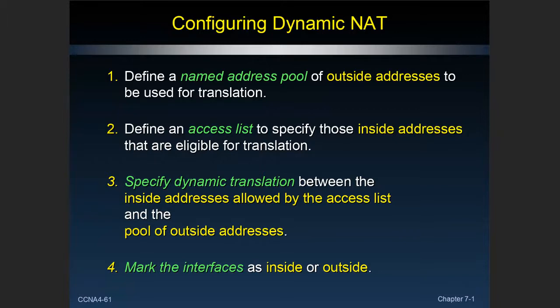All our employees and student machines just need internet connectivity. They don't care what their number is. So here's the way Dynamic NAT works. We're going to create a pool of addresses, of outside addresses, to be used for translation.